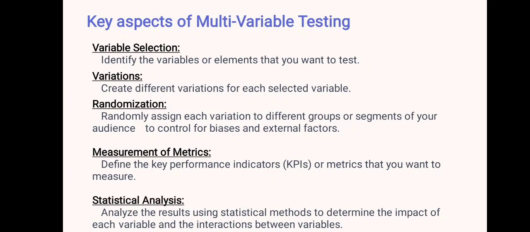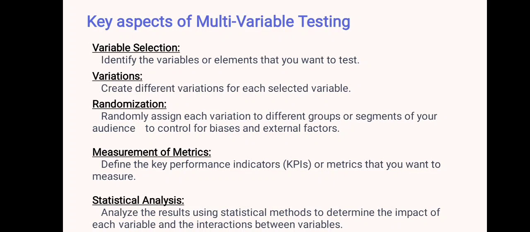Next is variations. Create different variations for each selected variable. For example, if testing a web page, you might create different versions with variations in headlines, images, button styles, etc. Next is randomization. Randomly assign each variation to different groups or segments of your audience to control for biases and external factors. So randomization helps ensure that the groups are comparable.